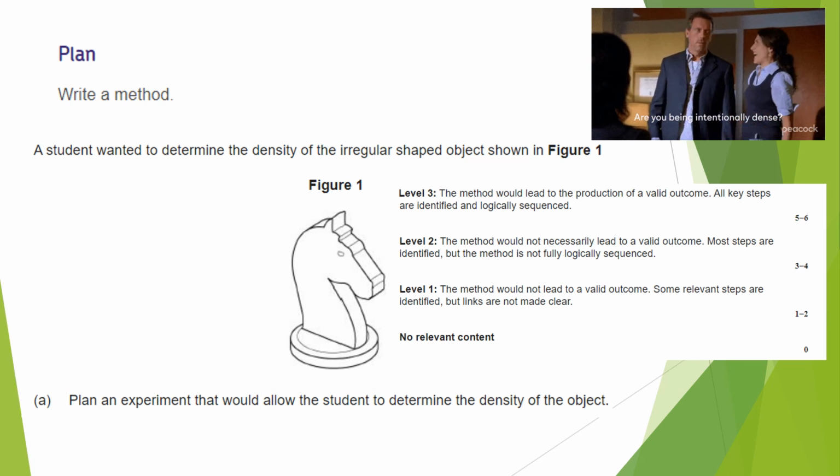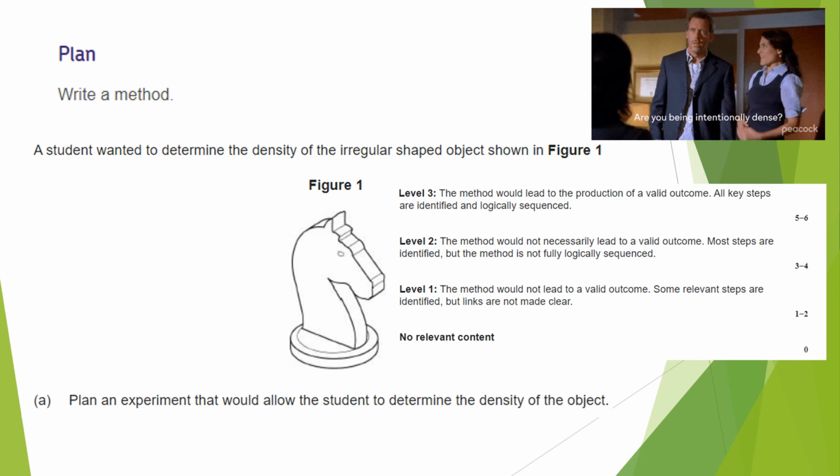So as long as you've included a plan that will give you a valid outcome and all the key steps are identified and logically sequenced, then you're going to get full marks for this kind of question. So in this case, a student wanted to determine the density of an irregular shaped object, as shown in figure 1. Plan an experiment that would allow the student to determine the density of the object. So in order to get full marks, you will probably need to say something along the lines of, well, firstly, you will have to measure the mass using a balance. So I'm given the equipment here within my step, so I don't have to list it separately.